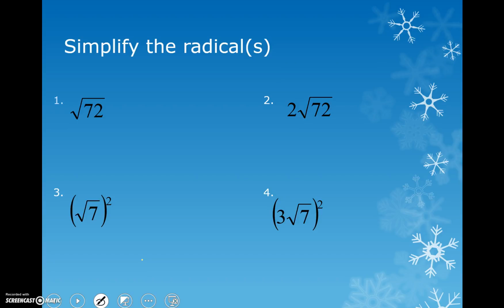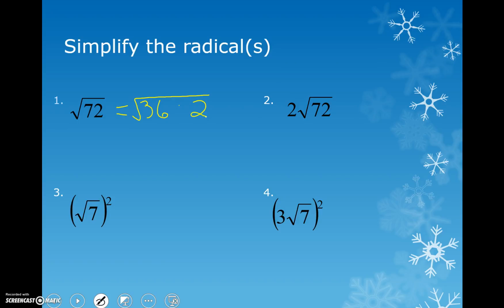Well, what I notice is that 36 divides into 72 evenly. It divides into it and it creates 36 times 2. So one of the numbers is a perfect square and the other one is not. Again, this is only one way to do it. There are multiple ways to do it, just so you are aware.